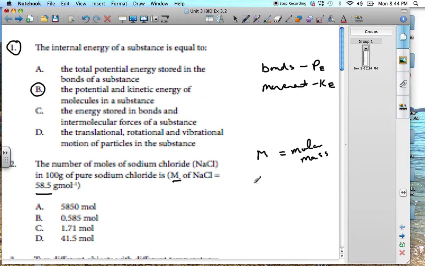So the formula we're going to use: the number of moles is equal to the mass of the substance that you've got divided by the molar mass. So it would be 100 grams divided by 58.5 grams, and it will probably equal this one. This is the only one anywhere in that sort of range. It will be about 1.71.